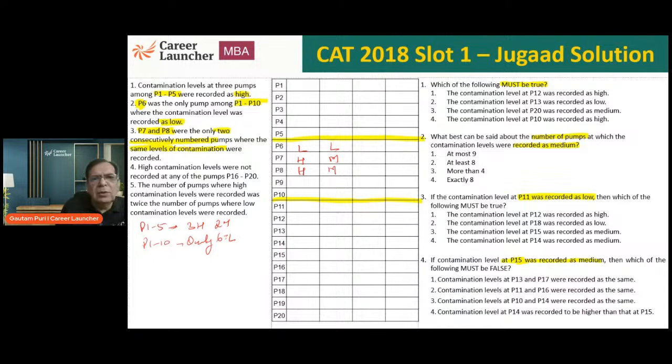Now, these are the only 2 consecutive numbered pumps with the same contamination level. What does that mean? Between P1 to P5, or everywhere, if a particular pump is high, the next one or the one before it will have to be not high, and similarly for the others. So in P1 to P5, we have 3 highs and 2 mediums. How can I get 3 highs in P1 to P5? That will be alternate: 1, 3, and 5 will be high. And the remaining 2 will be medium.